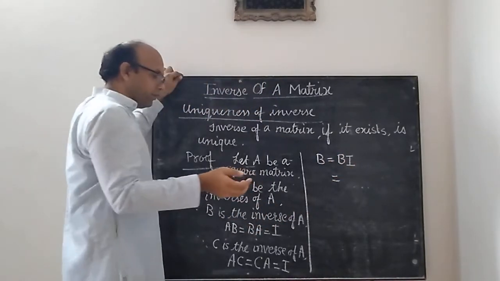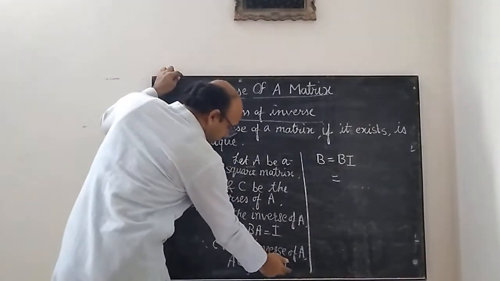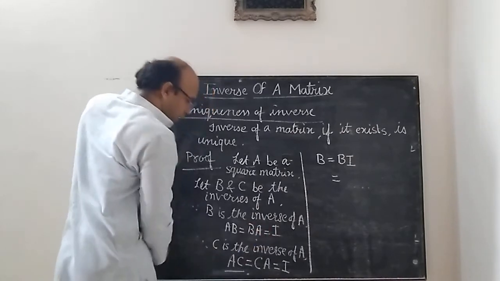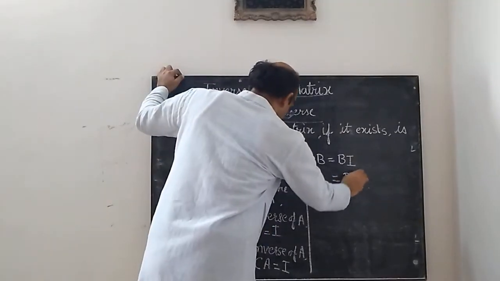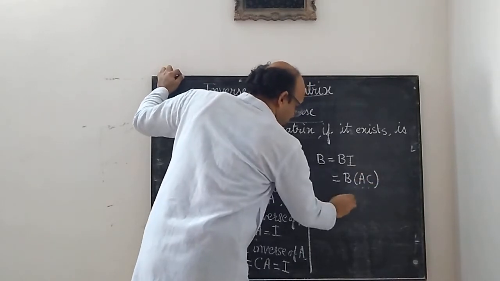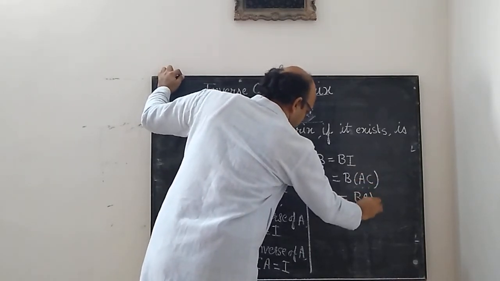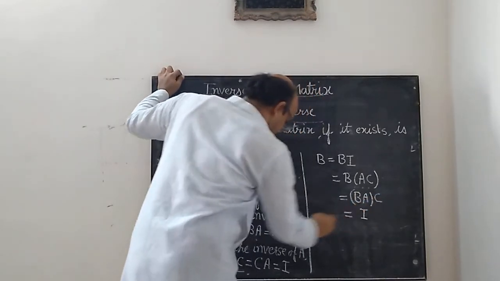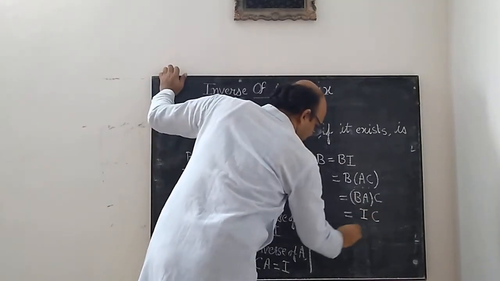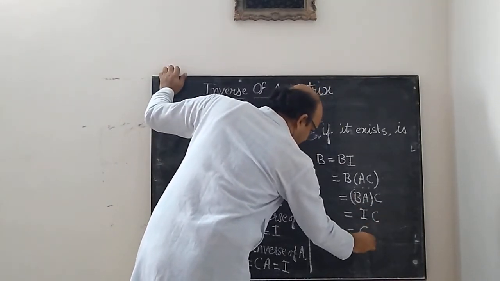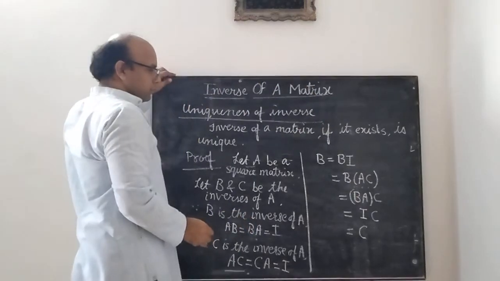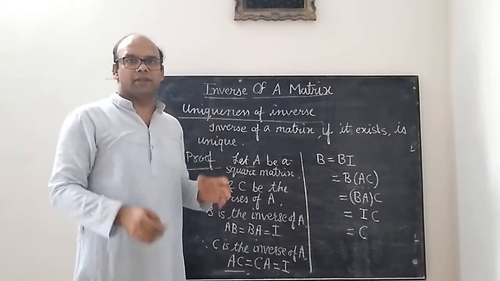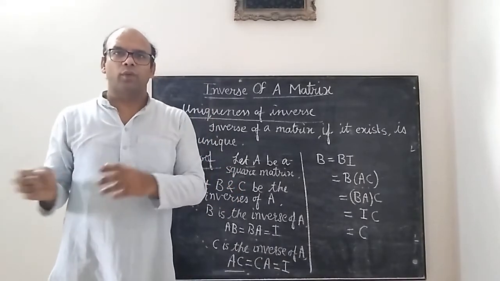Now we have to somehow introduce C. So in place of I, we use the condition AC is equal to I, so we just write I as AC. We use the associative property, that is B into A. Now B into A is the identity matrix, and then identity matrix multiplied by C is C. And this gives you that the inverse of a matrix, if it exists, is unique. That means a given matrix cannot have more than one inverse.